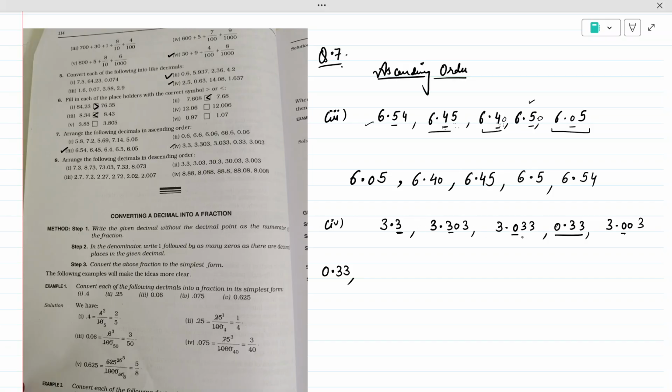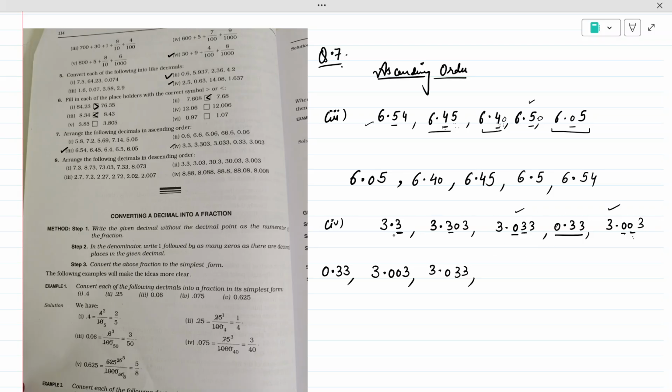Okay, so we can see these two numbers are obviously smaller than these, because 0 is smaller than 3. But among these two, 3.033 and 3.003, which is smaller? For that we have to move to the comparison of the next place, which is the 100th place. So here we have 0, here we have 3. This 0 is smaller than 3. So that means the next smallest number is 3.003. After that, we have this number 3.033. Okay, this is done.